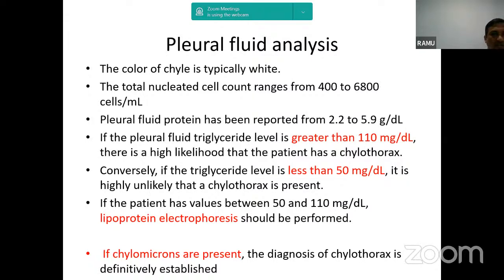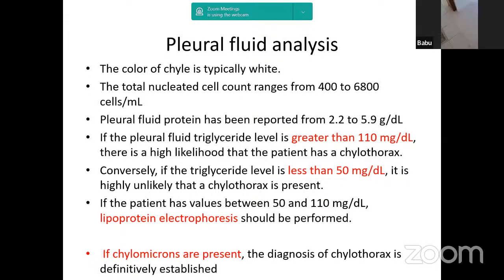In chylothorax, the triglyceride level is normally more than 400, and the common history is thoracic duct rupture. Whereas in pseudochylothorax, there will be long-standing pleural fluid. Whenever the patient has long-standing pleural fluid, there will be a large amount of cholesterol and lecithin globulins. Based on the accumulation of those compounds only, we can tell it is pseudochylothorax. And if the patient has a value between 50 and 110, lipoprotein electrophoresis should be performed.